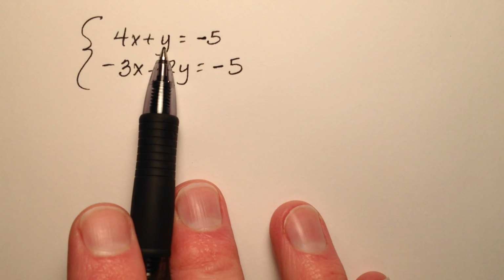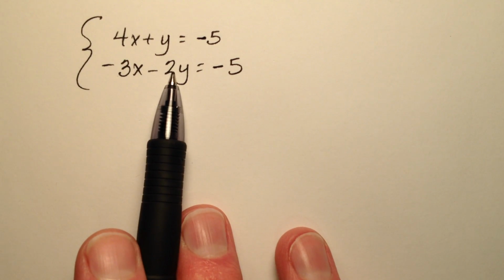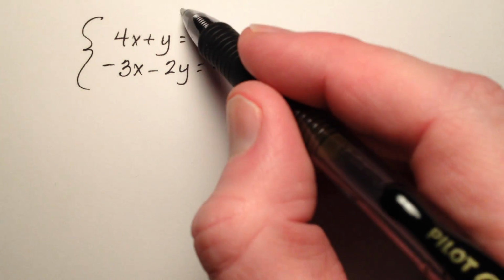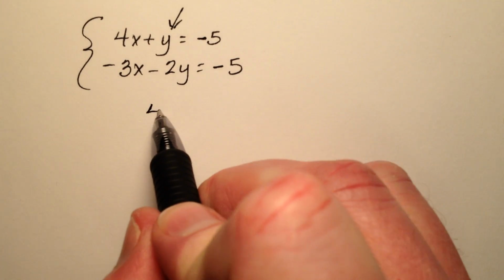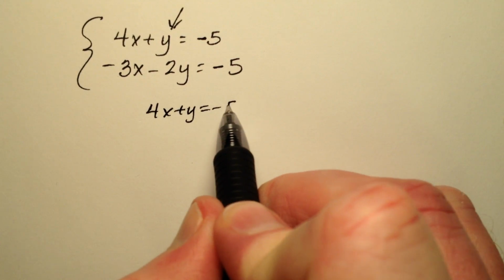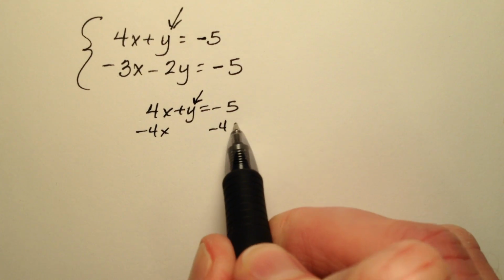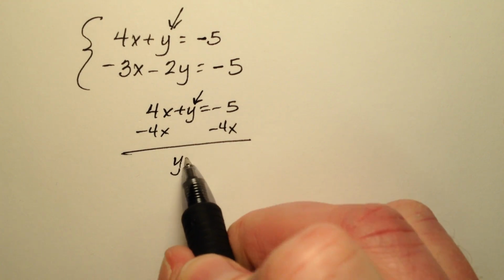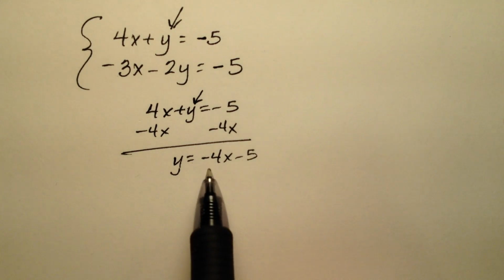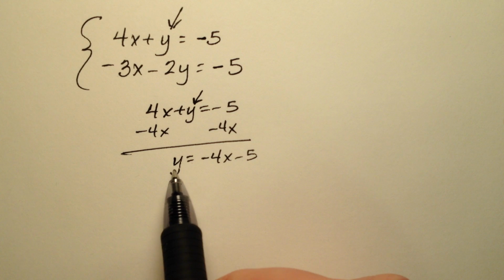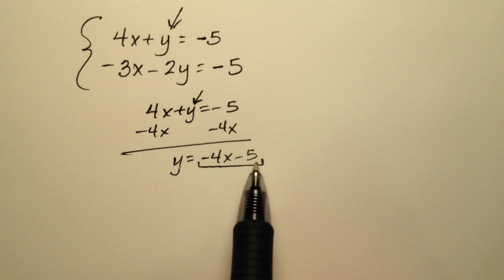So I notice here this y has a coefficient of 1, while the rest of our variables have coefficients other than 1 or -1. So I'm going to start by solving for y in that first equation. So 4x plus y equals -5. So in order to solve for this y, we're going to subtract 4x from both sides, and y will end up being -4x minus 5. So what this tells us is that the variable y is equivalent to this expression, -4x minus 5.